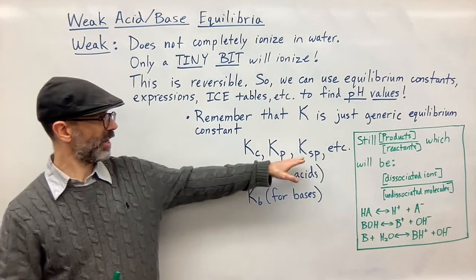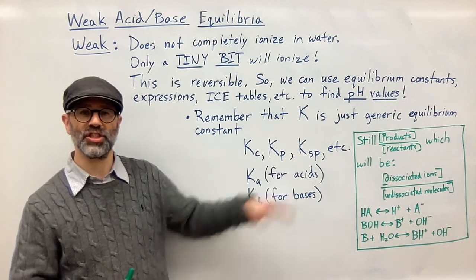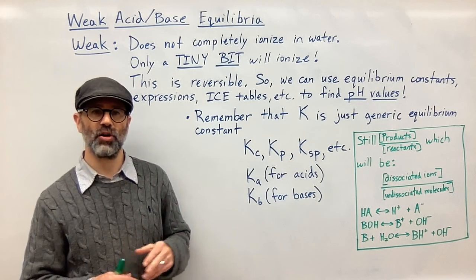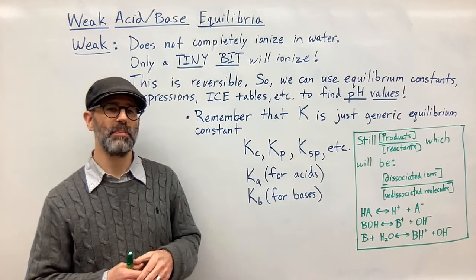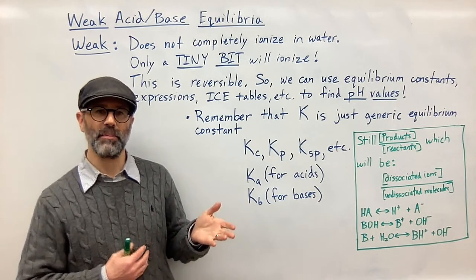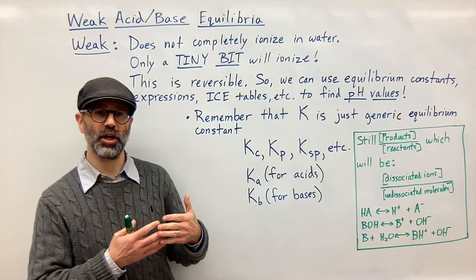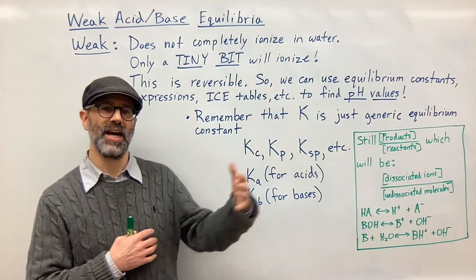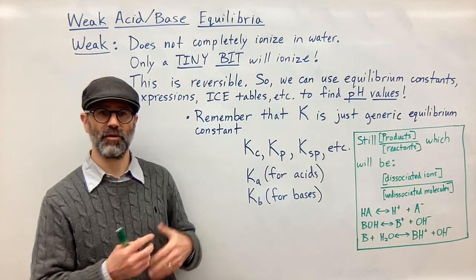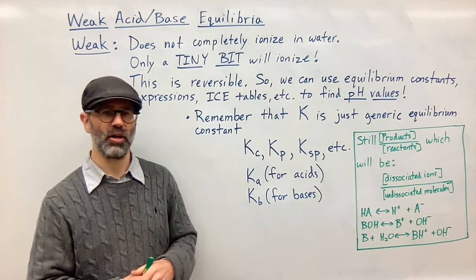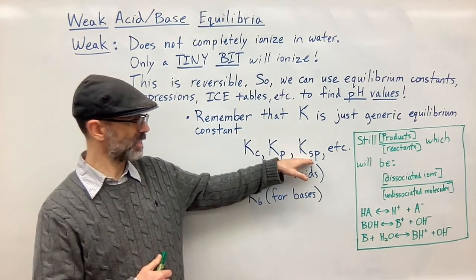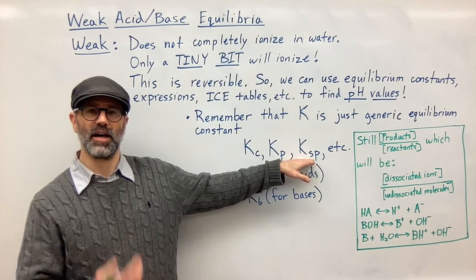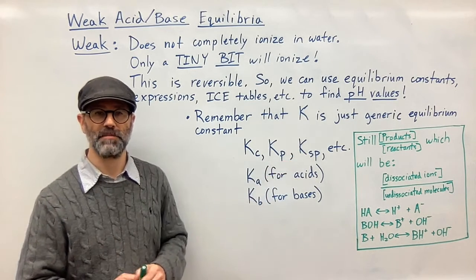If we have an equilibrium in the dissolving of a salt, so if we put a salt in water and maybe it dissolves a little bit, it'll form an equilibrium between the solid salt and the aqueous ions from the dissolved portion of that salt. And we would call that the Ksp, the solubility product constant.